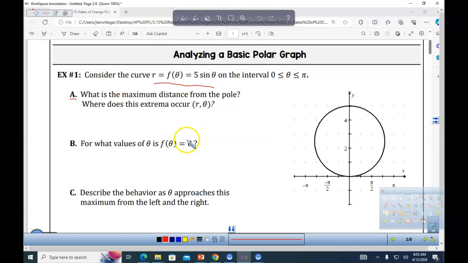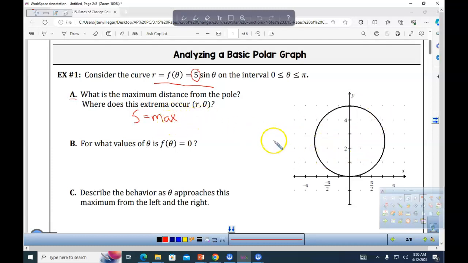So now, when I look at this, the number out in front is usually going to give me my max, right? So 5 is going to be my max. Now, where does that occur?